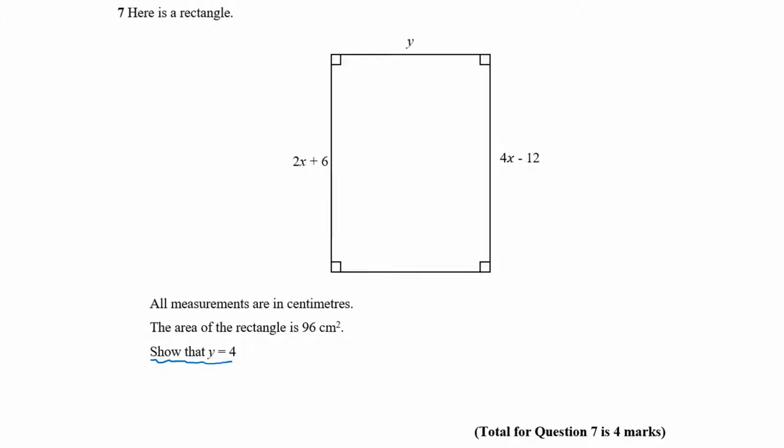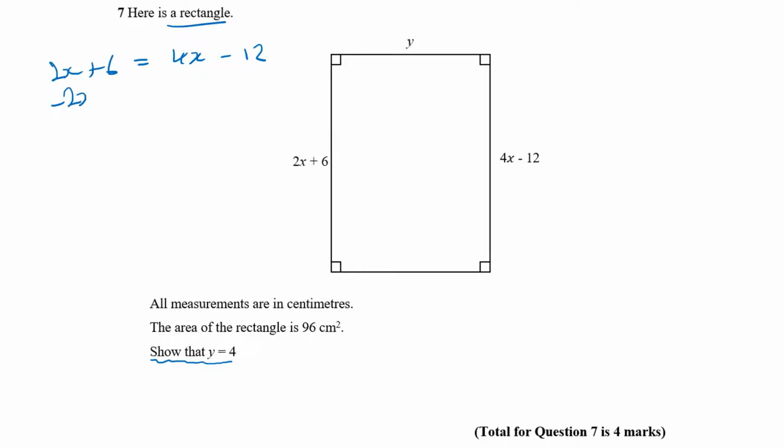So we have 2x plus 6 on the left hand side, 4x minus 12 on the right hand side. Because it's a rectangle, those must be equal to each other. So 2x plus 6 must equal 4x subtract 12. If we solve this equation, we've got 2x's on the left, 4x's on the right. We want to have the x term on just one side.